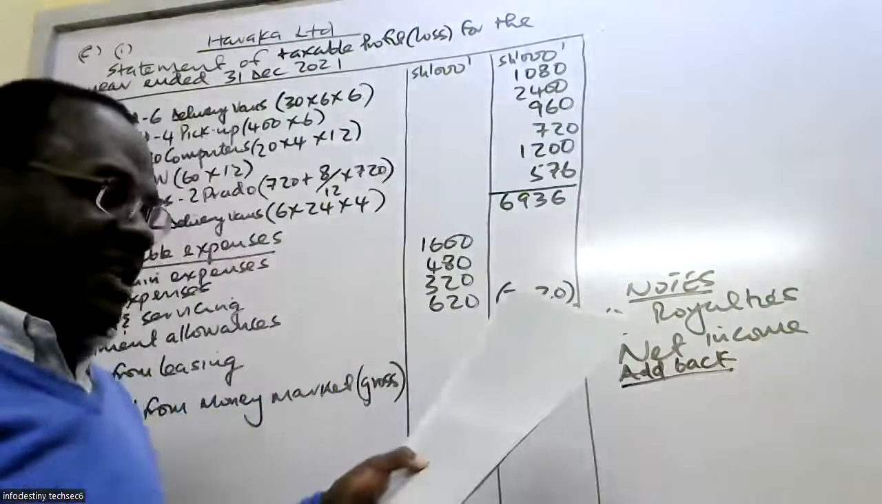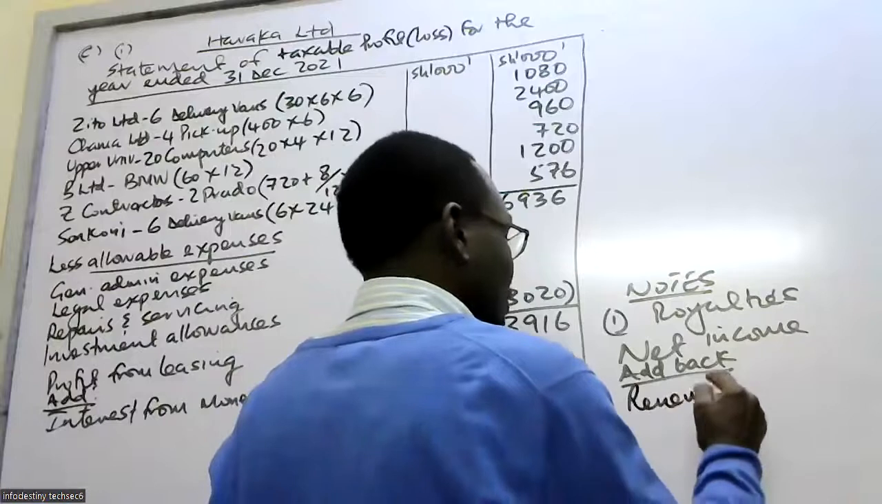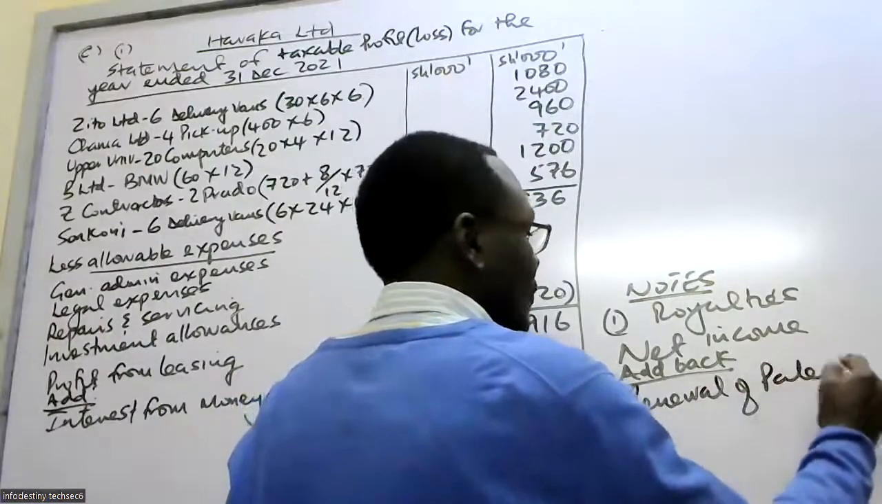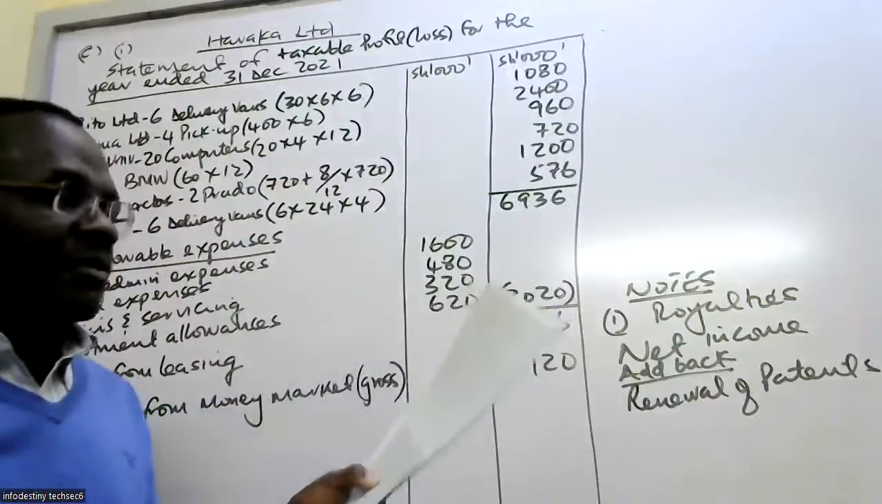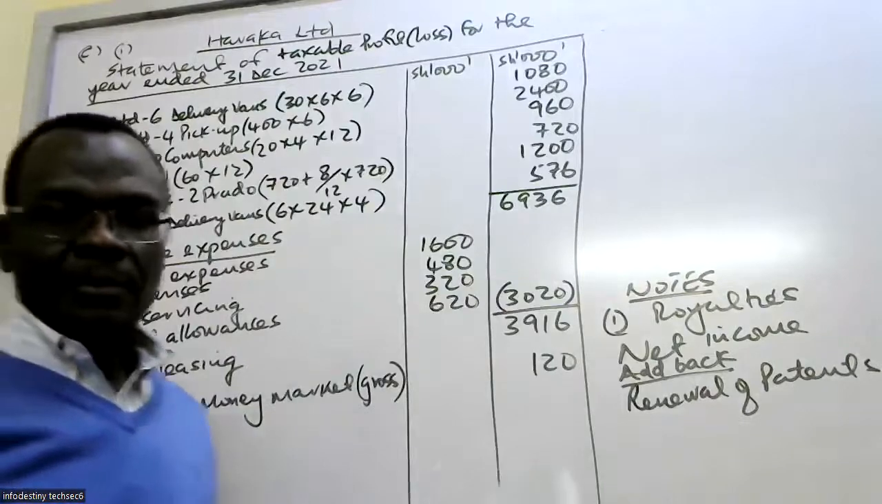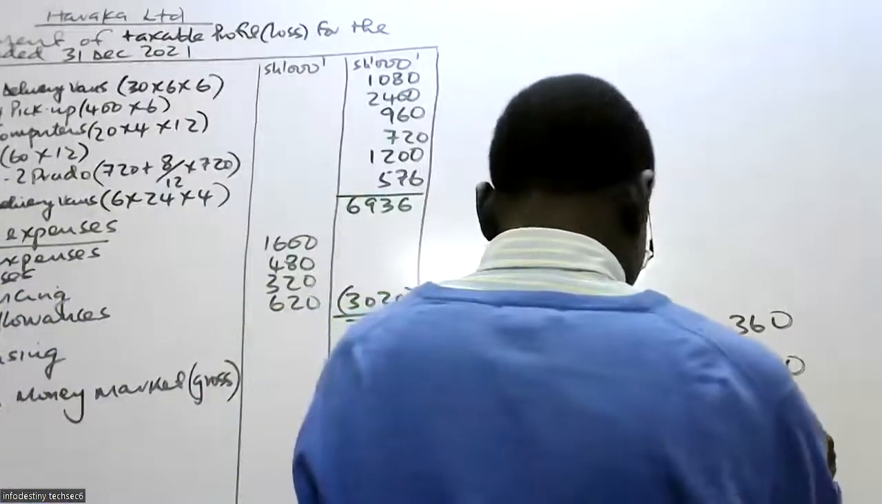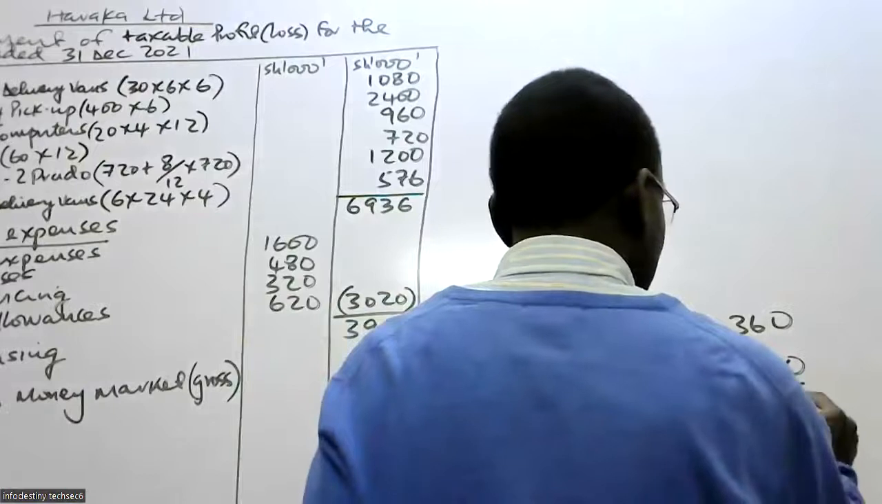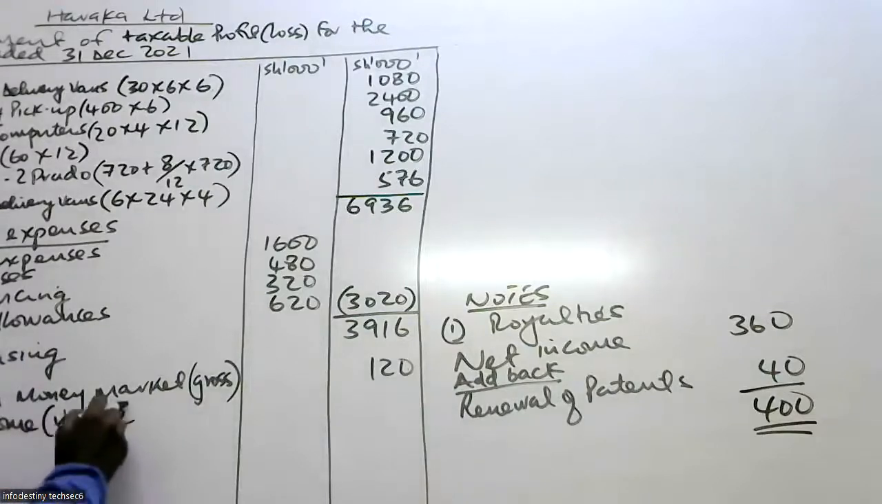Advertising is okay. We'll add back renewal of patents of 40. Research is okay. Research costs is allowable, whether capital or revenue. So this will give us gross royalty. That's what you're doing here. Note 1. So bring in 4.